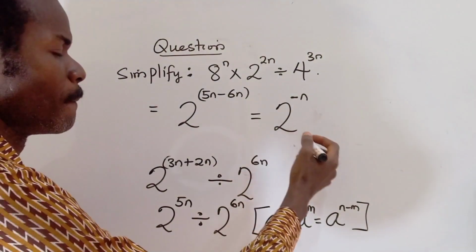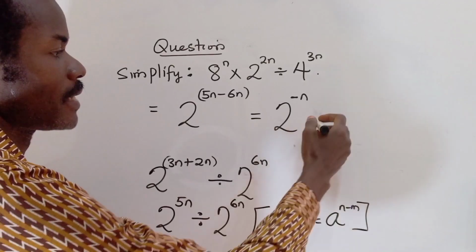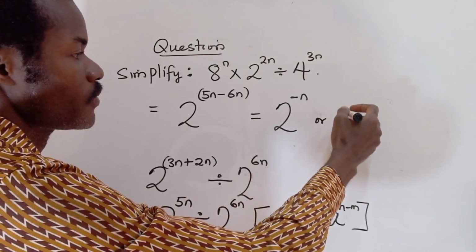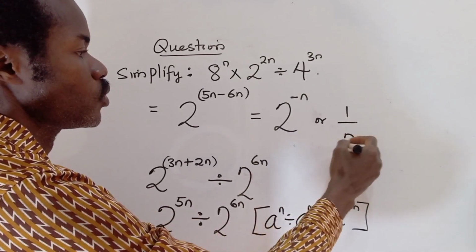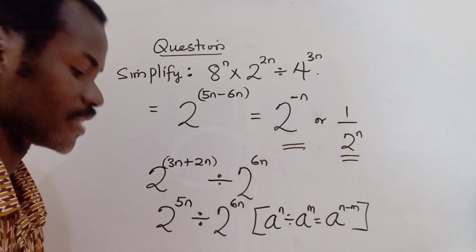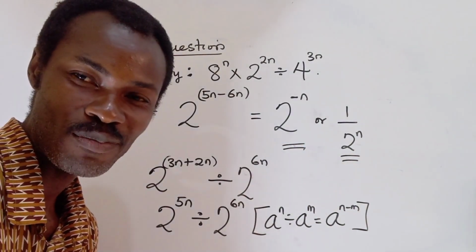Alright, so we can either leave our answer at this, or we can change it to the inverse form, which is 1 over 2 to the power of n. So either this or this gives you the answer to this problem.